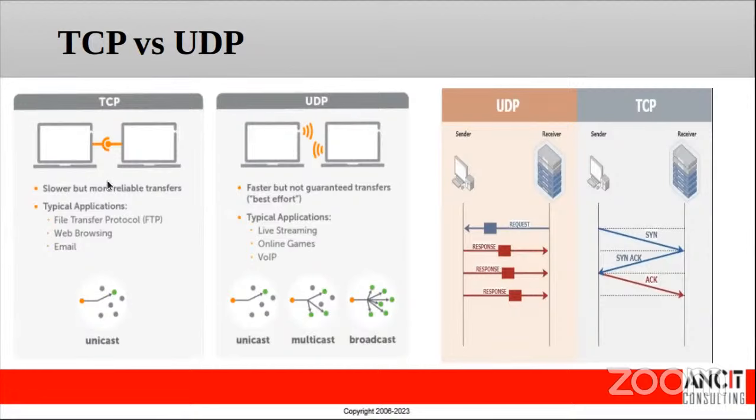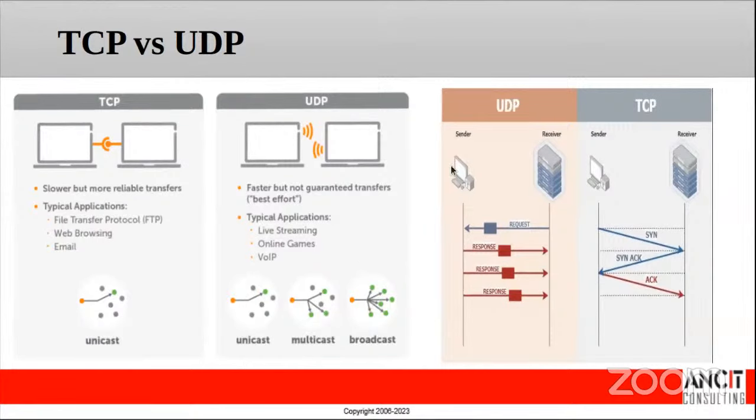TCP is a slower but more reliable transfer. It is slower compared to UDP, but it is reliable communication, where the sender knows whether the data is received or not. UDP is fast and best effort; it gives all the data to the receiver. TCP is used in FTP, web browsing and email. UDP is used in live streaming and online games. TCP uses unicast, one direction only, and UDP uses multicast, broadcast and unicast in many applications.